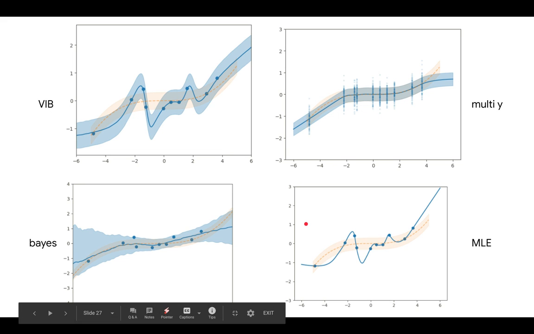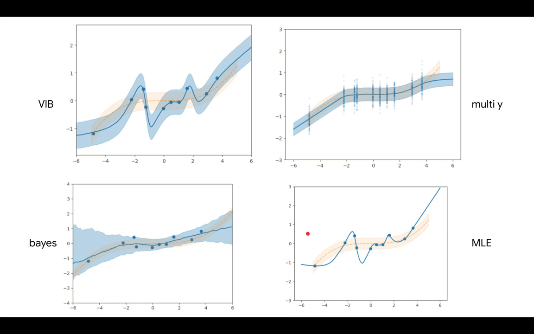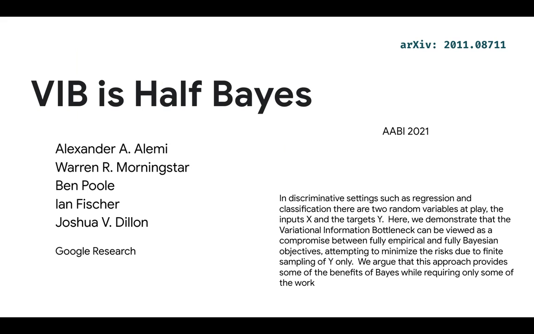Just to finally summarize, maximum likelihood overfits. Bayesian inference is reasonable but is expensive. What if, instead of being fully Bayesian and targeting the true risk with respect to both X's and Y's, for conditional tasks, what if, for discriminative tasks, we instead just protect ourselves against finite labels? You run the same Bayesian machinery, and you end up with this sort of half Bayesian objective. Turns out it's equivalent to the variational information bottleneck objective.